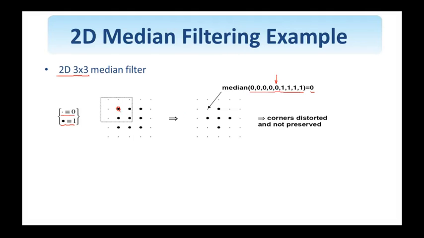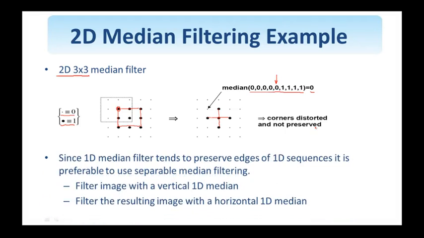So we see that that edge pixel there of the input image has been eliminated, and this square image of the input will end up being this cross-shaped picture at the output. So the corners are distorted, are not preserved, and therefore we typically prefer to use separable median filters. So we first filter the image in the vertical direction with a 1D median, and then the resulting image is filtered in the horizontal dimension by another one-dimensional median.